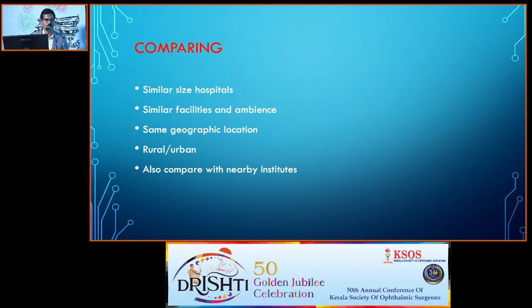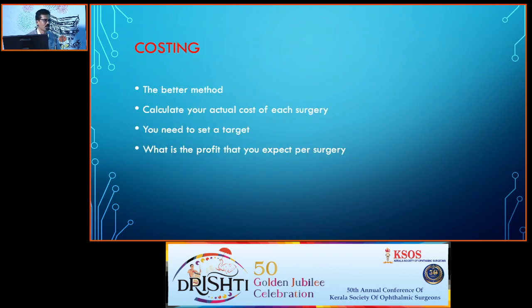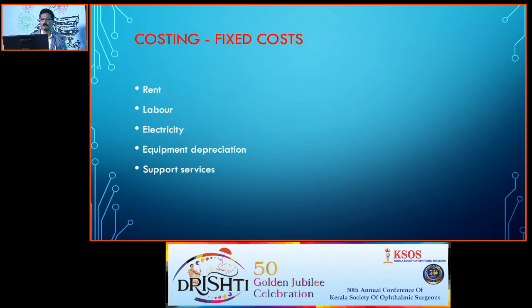That is a very simple and practical method, but the better method, the more scientific method, I would say, would be doing a costing study. Here you calculate the actual cost of your surgery based on the target that you may reach. If you have started a hospital and you target, say, 50 surgeries in a month, or in a year 500 surgeries, then based on that target and the actual cost of each procedure, and the amount of profit that you would expect from one surgery, you can make your package.